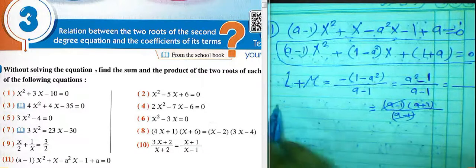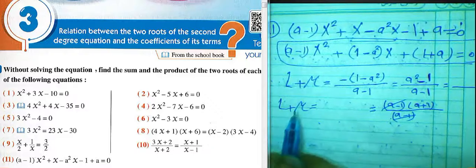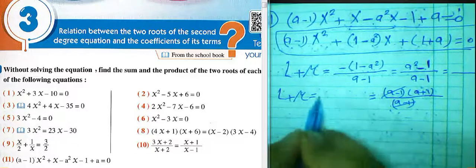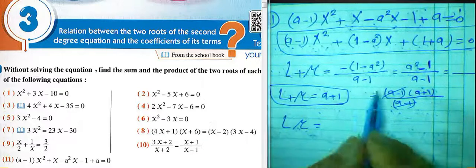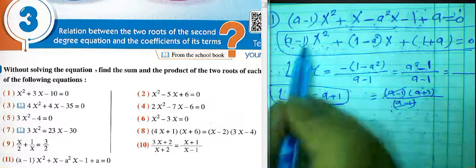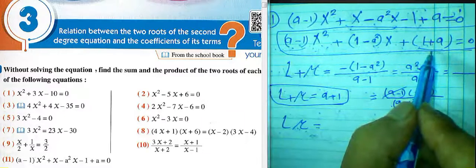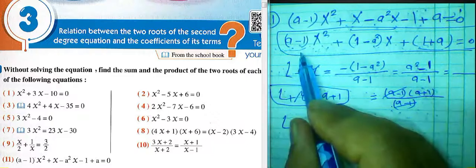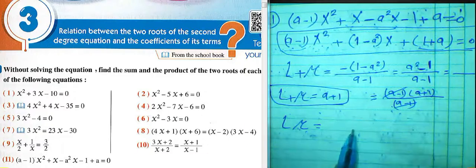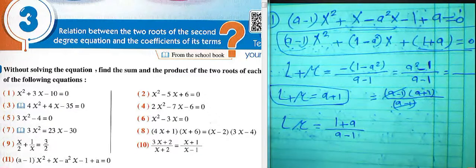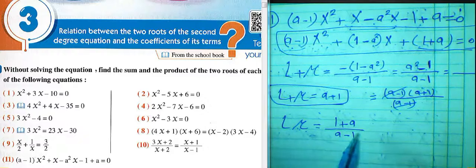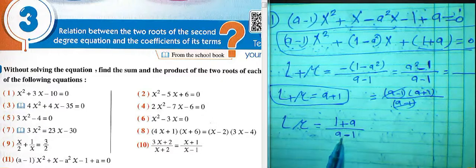So L + M, the sum of the two roots, equals a + 1. And for L times M, we use the coefficient of x² and the constant. We find the constant over the coefficient of x²: the constant 1 + a over a − 1. Okay, we can find the result, 1 + a over a − 1, because a + 1 or 1 + a can be divided by a − 1.